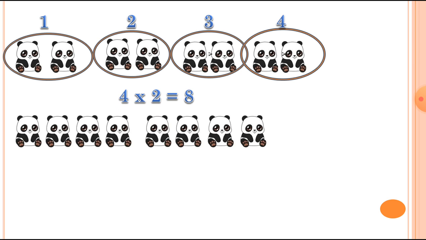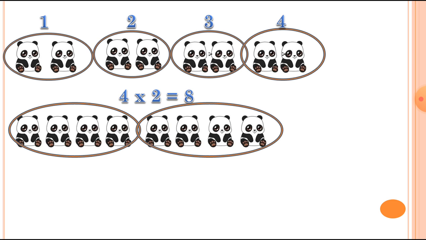Now let's make another arrangement of this group. I am making 2 groups. You can see this. Here is group number 1 and here is group number 2. Now you can see this. How many pandas in one group? There are 1, 2, 3 and 4. There are 4 pandas in each group. Let's count in the second group also. 1, 2, 3 and 4. So there are 2 groups and each group has 4 pandas.